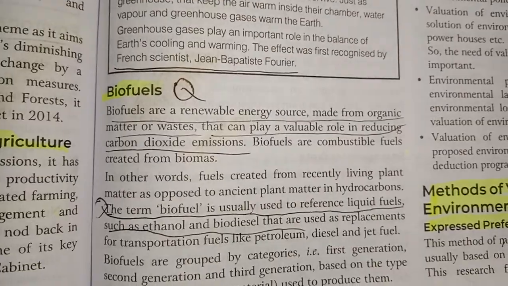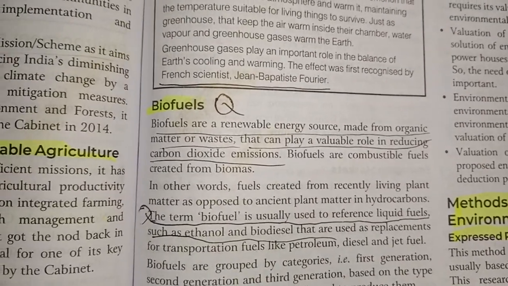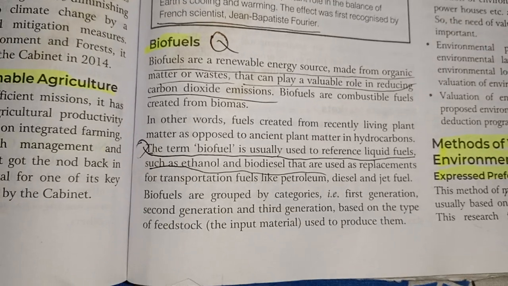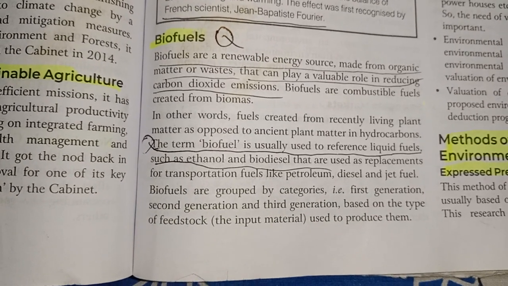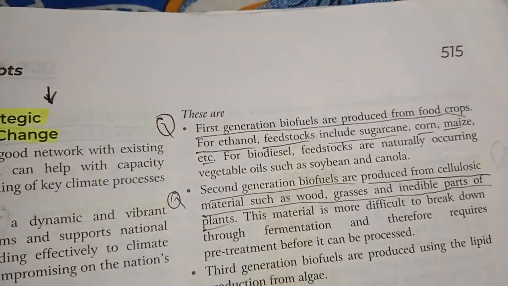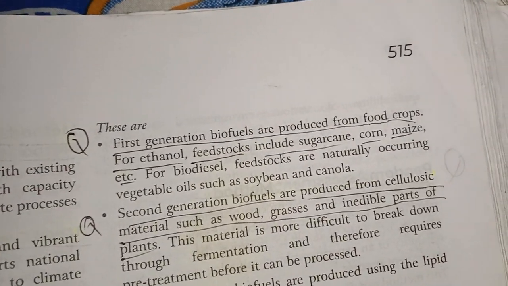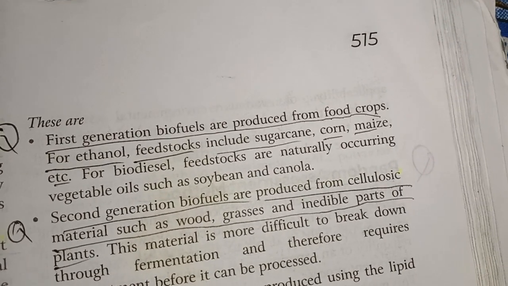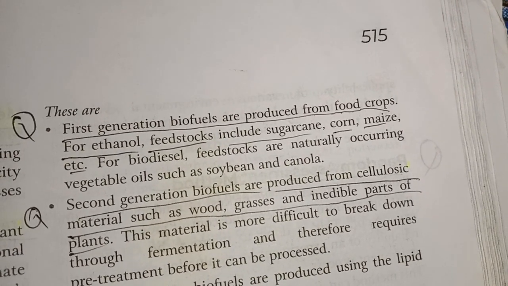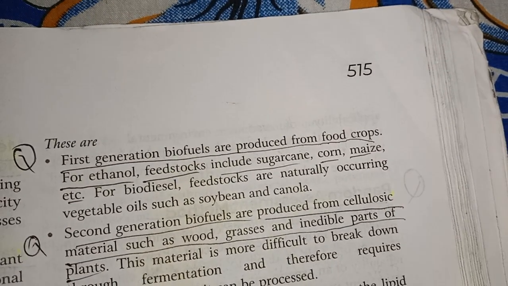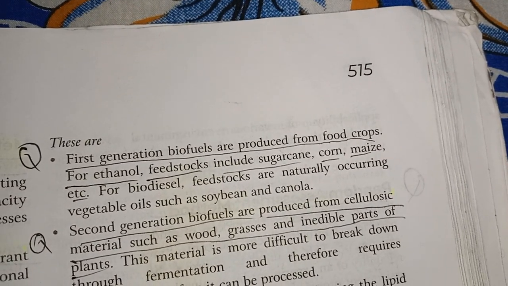Biofuels are grouped by categories, first generation, second generation, and third generation, based on the type of feedstock, the input material used to produce them. First generation biofuels are produced from food crops. For ethanol, feedstocks include sugarcane, corn, maize, etc. For biodiesel, feedstocks are naturally occurring vegetable oils such as soybean and canola.